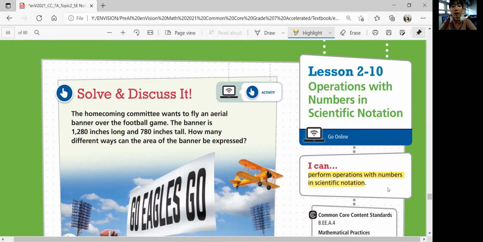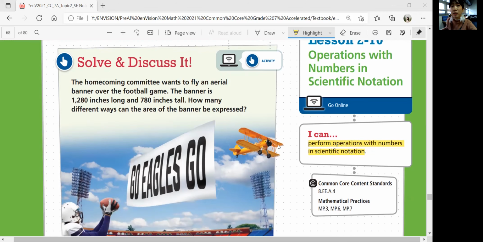To start with, number properties can be applied to understand how to add, subtract, multiply, and divide numbers in scientific notation. Using the scientific notation we learned last lesson, how can we use operations with it? Let's look at Solve and Discuss and get started with that. The homecoming committee wants to fly an aerial banner over the football game. The banner is 1,280 inches long and 780 inches tall. How many different ways can the area of the banner be expressed?